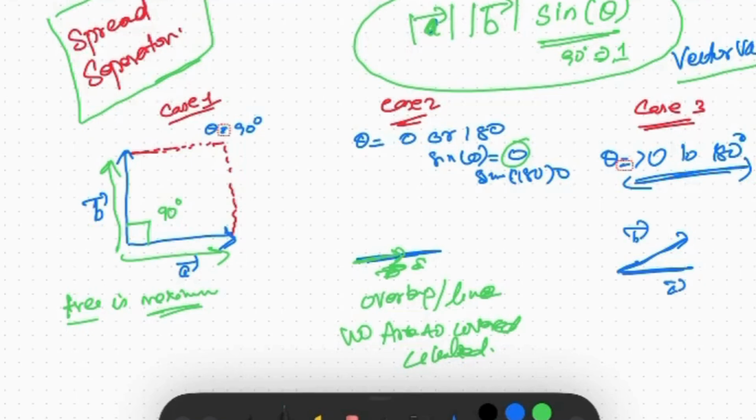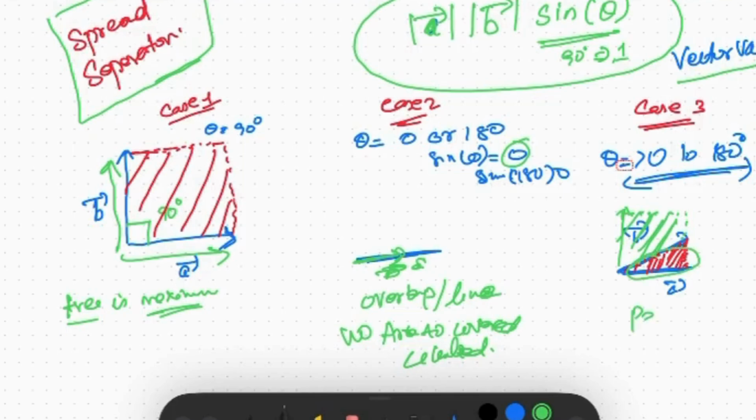But guys, here you cannot give a full coverage of area. This is a partial coverage of area between the vectors, as you can see here. It is not a full coverage, instead it is a partial coverage, right? Let me write it here. It's a partial coverage.